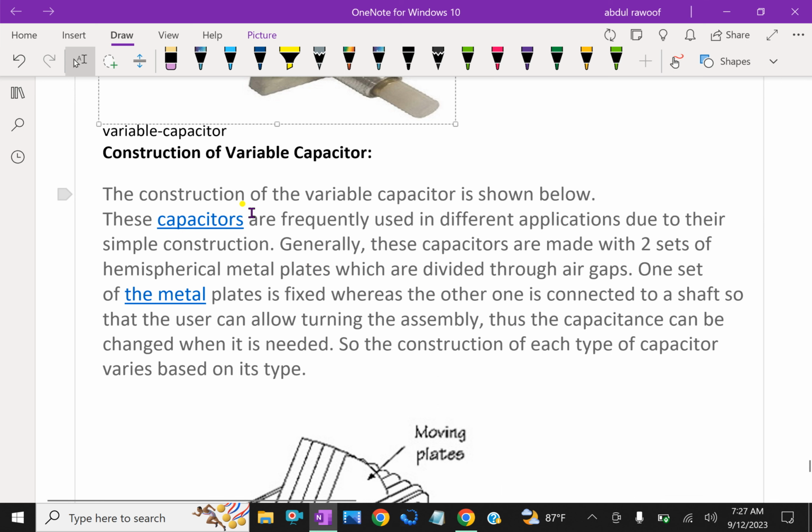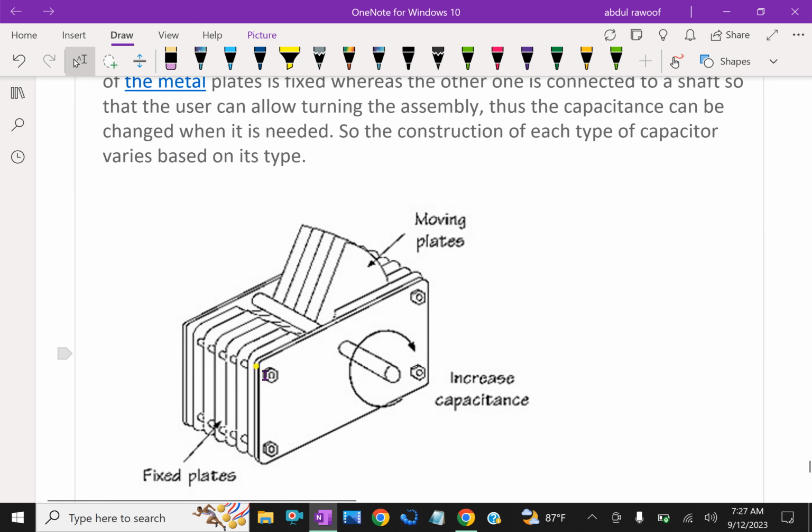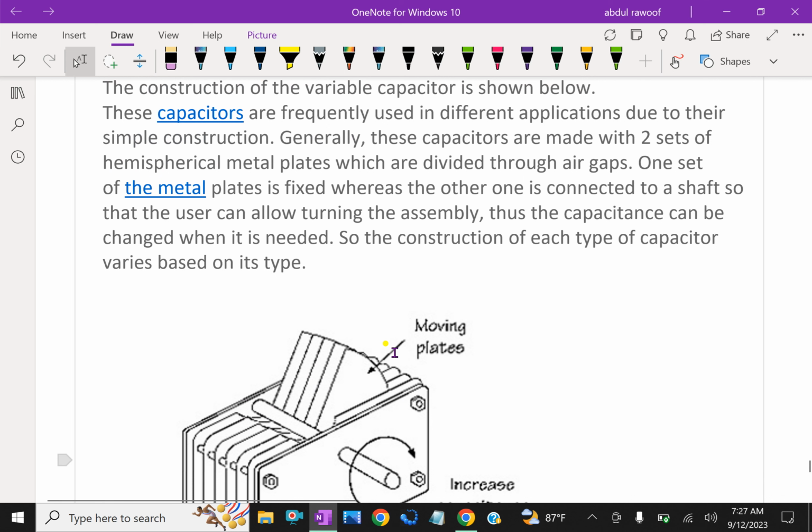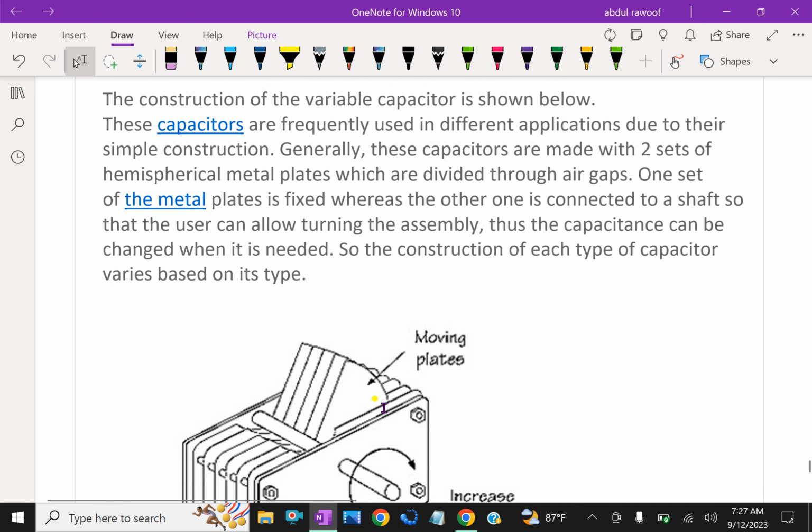Construction: the construction of a variable capacitor is shown below here. Look at here, this way. About the outer plates, the inner fixed plate and movable plates are fixed, and the air gap between them can be changed by using a mechanical knob.